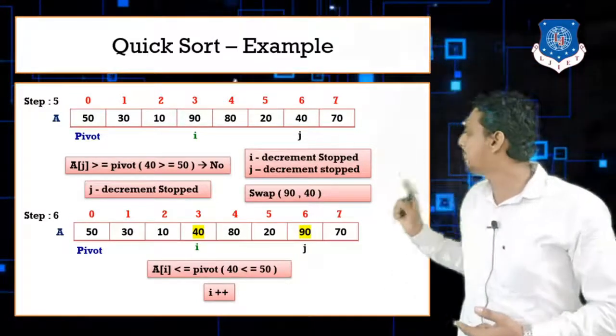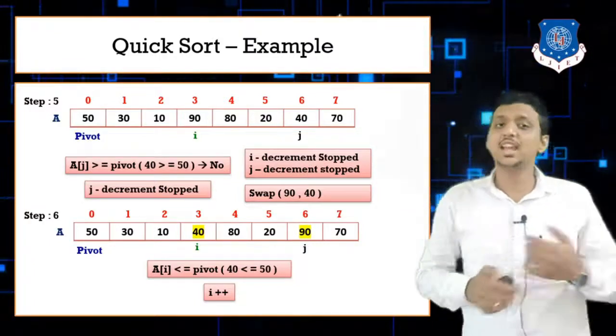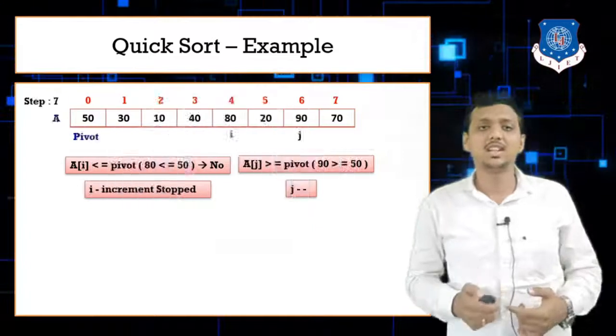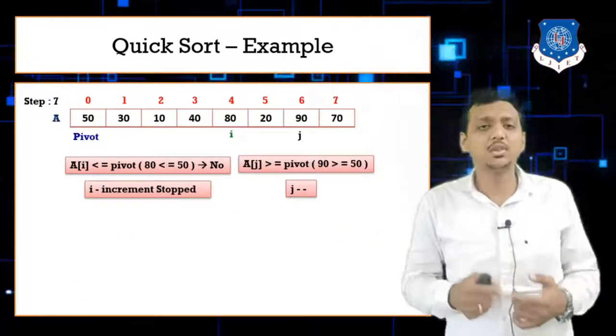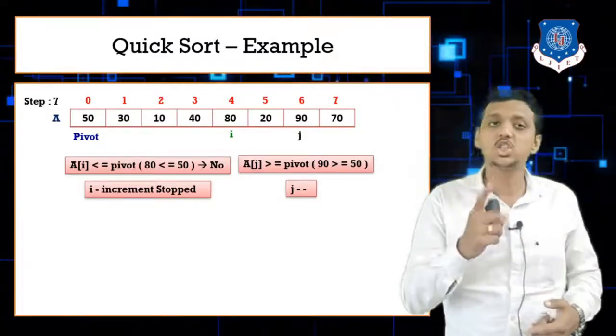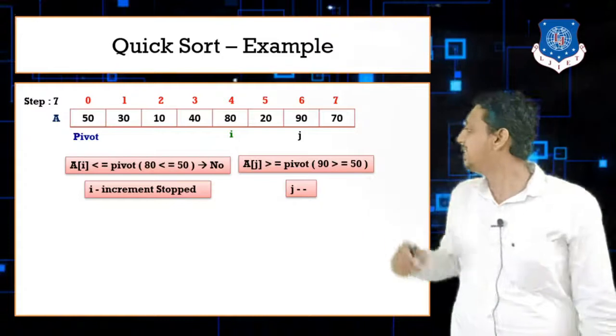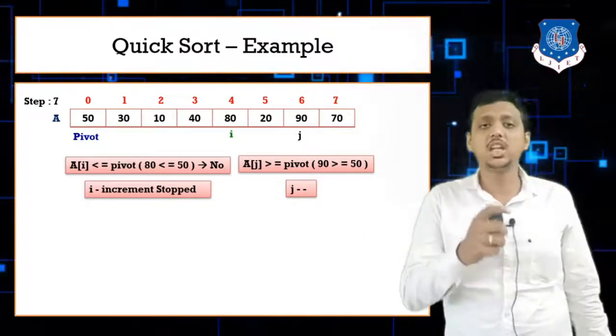So here, 40 is less than or equal to 50. Yes, that means increment I. Next we have, see, increment I. So I is at 80. Next, is 80 less than or equal to 50? No. So I is stopped. Now it's done for J. So apply: is 90 greater than or equal to 50? Yes. So J is decremented. J is decremented.